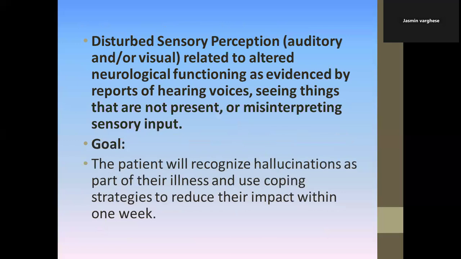Then next one: disturbed sensory perception. That means again auditory and visual perception related to altered neurological functioning, as evidenced by reports of hearing voices, seeing things that are not present, or misinterpreting sensory input. So this can lead to risk for injury.